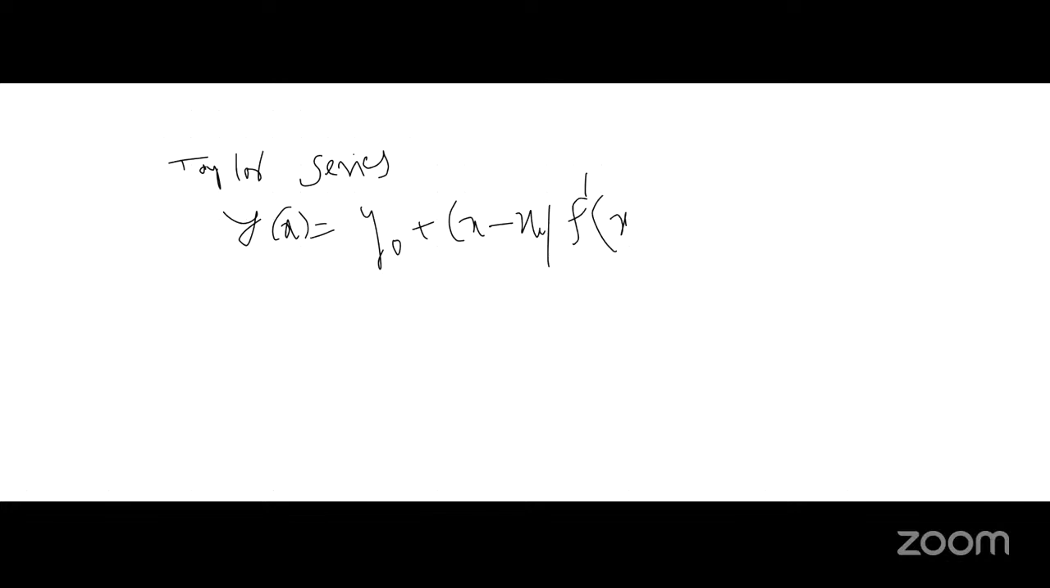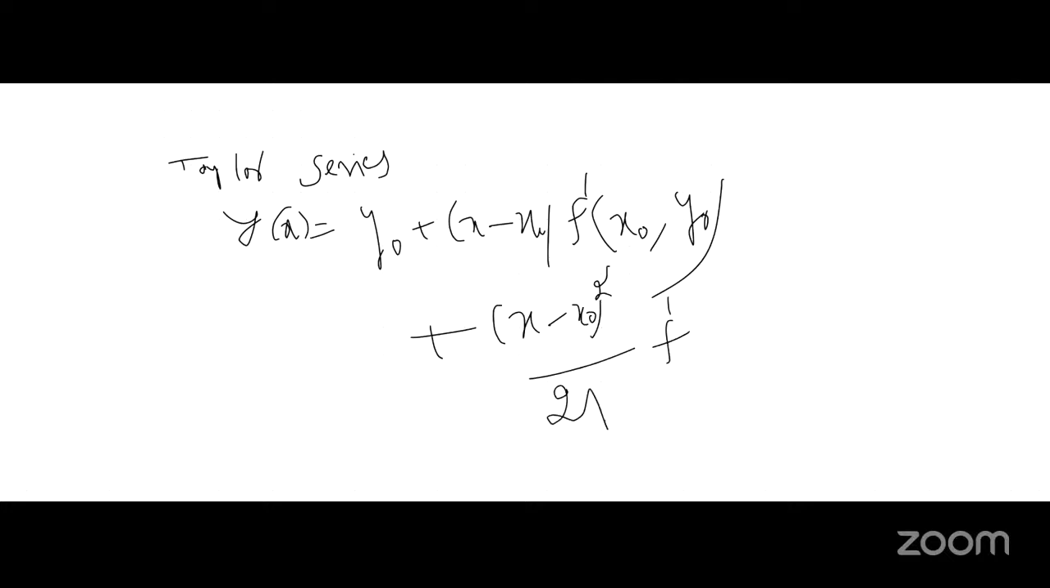So one thing we are learning today: the Taylor series means y of x equal to y naught plus x minus x naught into y dash of x naught, y naught, plus x minus x naught whole square by 2 factorial into f double dash x naught, y naught, and plus x minus x naught whole cube by 3 factorial into f triple dash x naught, y naught. Okay, so this is the Taylor series.